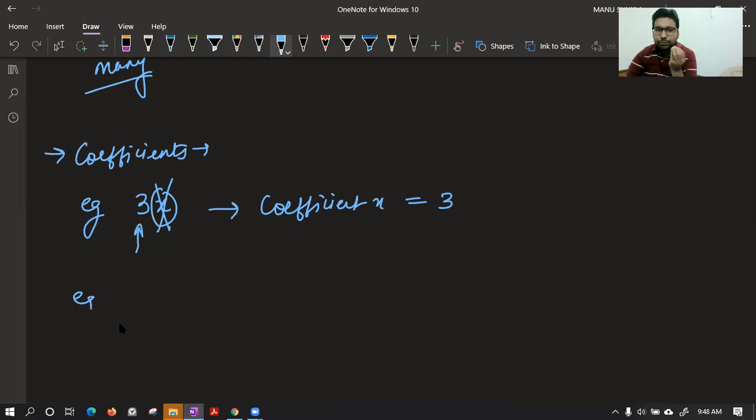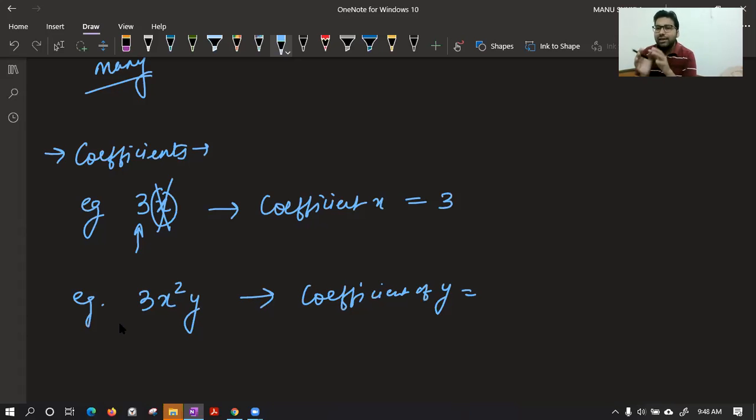Similarly, if I ask, example 3x square y, and I am asking the coefficient of y, please tell me the coefficient of y. You have to cover the thing which I am asking, and whatever is multiplying into that will be your coefficient. Sir, we have to say the term except that. Yes, beta. In this case, if you cover the y, you will see 3x square is getting multiplied with y. So the coefficient is 3x square.